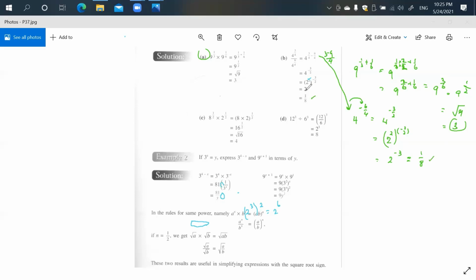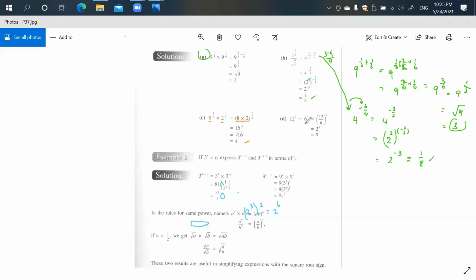So now, go to the next example, this one. Now different base, 8 and 2, but the same index 1 over 2. So you can combine them like this, and the power is 1 over 2. So 8 times 2 becomes 16. Power half means square root, so the square root of 16 becomes 4. This one is easy.